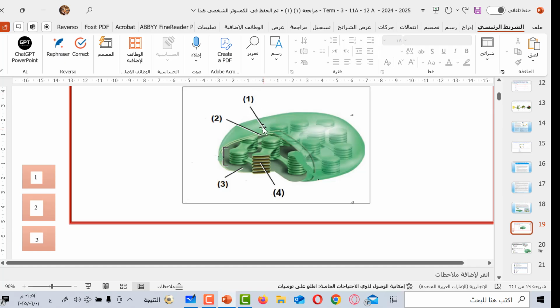1 is the outer membrane of the chloroplast. 2 is the second membrane, or inner membrane, of the chloroplast, and 3 is the matrix, and 4 sometimes we can call the thylakoid, and sometimes we can call the grana. Okay.